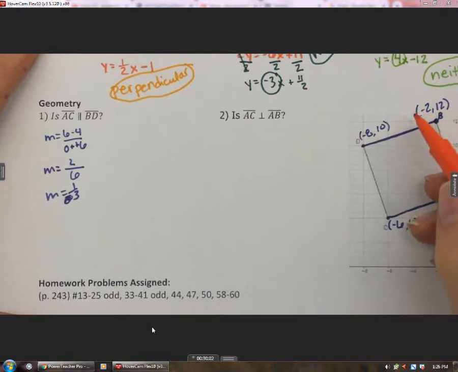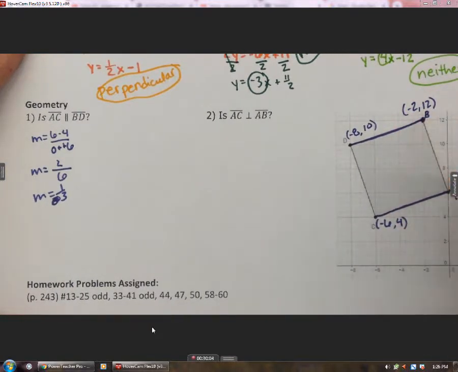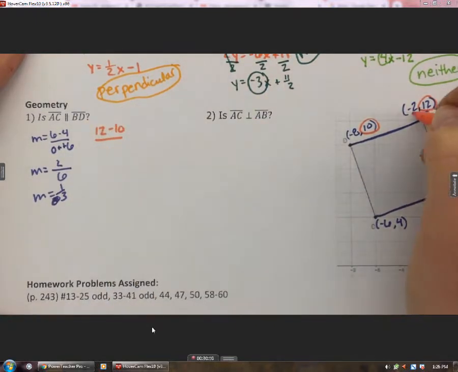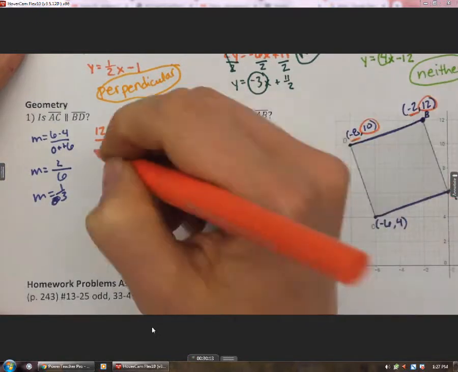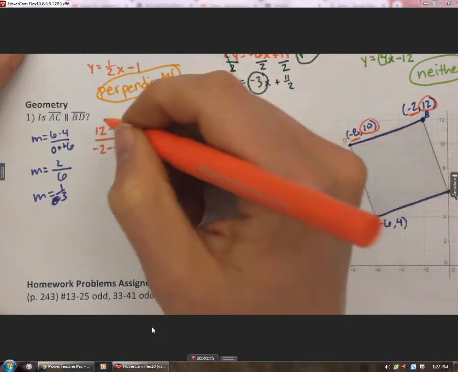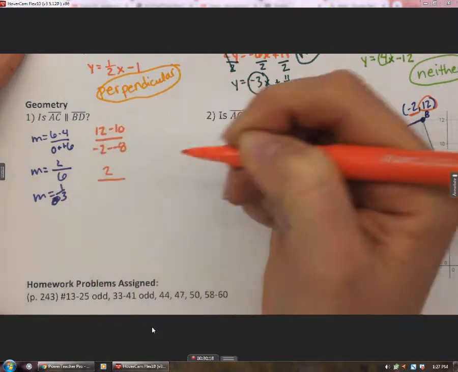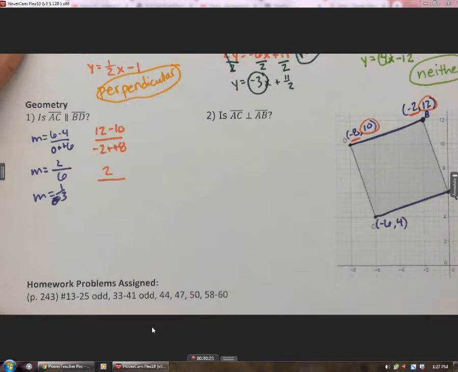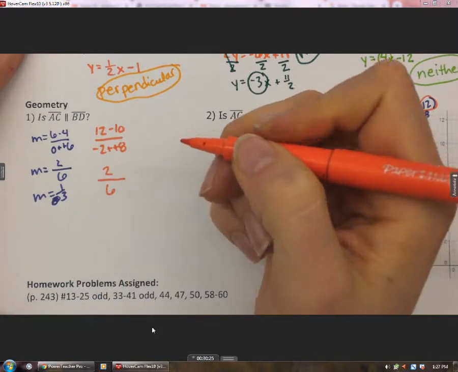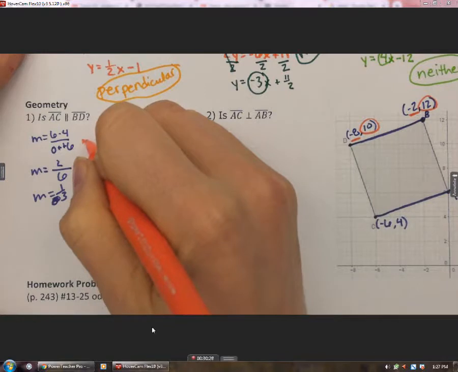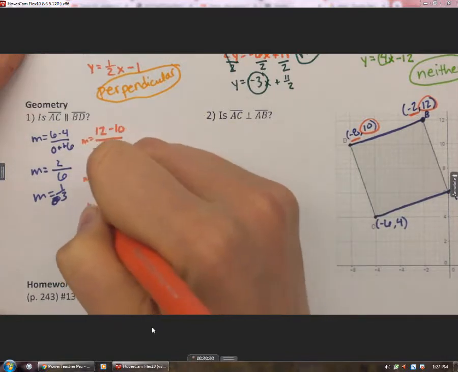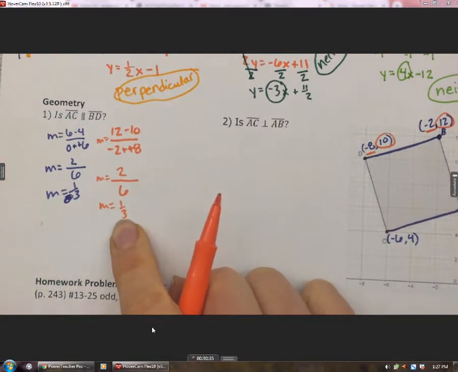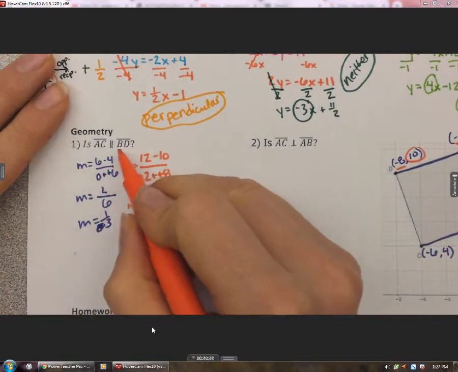So for AB, I'm going to use these points right here. 12 minus 10 over negative 2 minus negative 8. 12 minus 10 is 2. Negative 2 plus 8 is 6. Oh, look at that. 2 over 6, so m is 1/3. Are these two slopes the same? Yes. So are these two parallel?